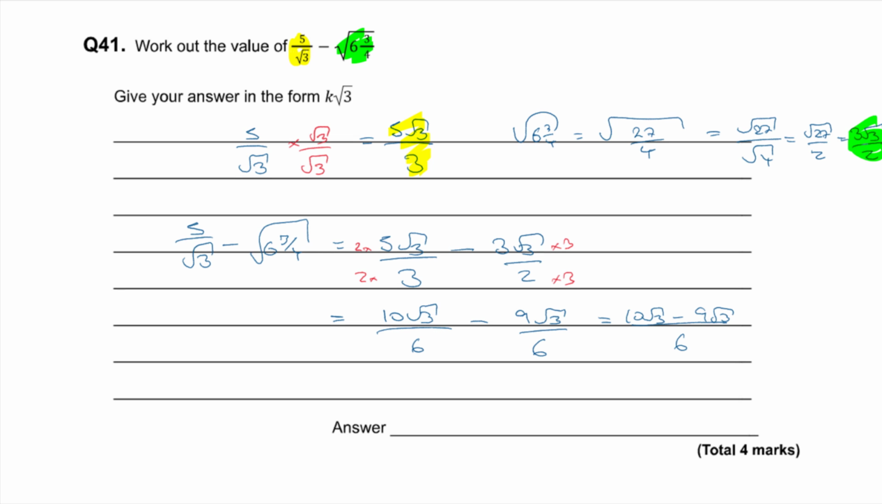Well, 10 root 3 minus 9 root 3: if I've got 10 root 3's and I take 9 of them away, I'm just left with 1 root 3, aren't I? So that leaves me with root 3 over 6. Okay? Is that in the right form? Well, I've got it as root 3 over 6. I could just write it as 1/6 of root 3. It doesn't say that k has to be an integer, so I can just write it as 1/6 of root 3, just to get into the form that they want it to be in.